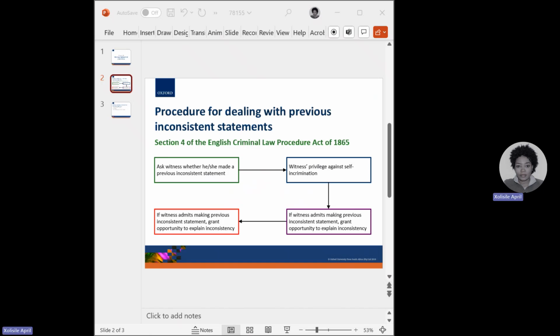All right, so what are the evidentiary consequences? What happens if the previous inconsistent statement is proved? It does not automatically prove the opposite statement is true. Instead, it undermines the witness's credibility. And so the court may say this witness is unreliable because they cannot just keep changing their story.